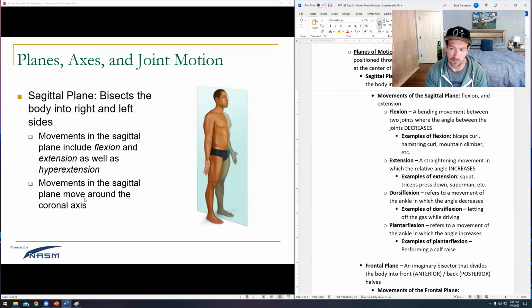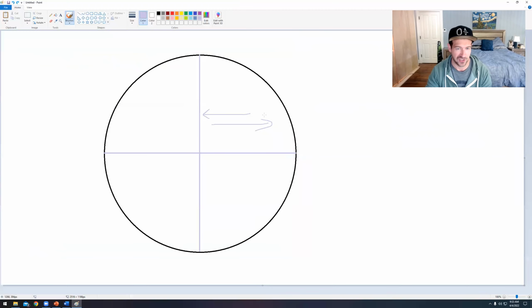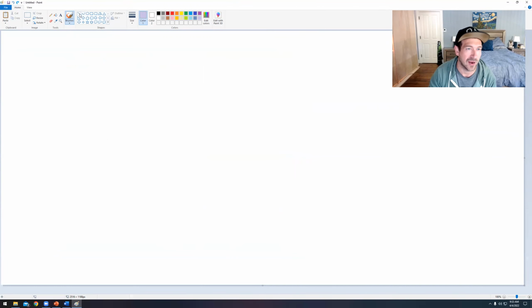So flexion is a bending movement where the angle decreases. The angle is going to go from a high number to a low number. Picture an angle. I'm going to try my best to do this as we go. This angle here is 180 degrees, a flat angle, whereas like this is now 90 degrees, if I remember my geometry, which I was never very good at.